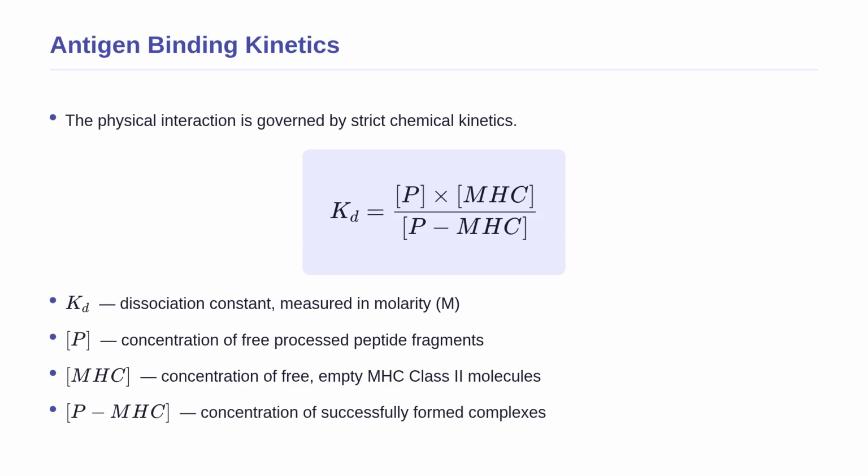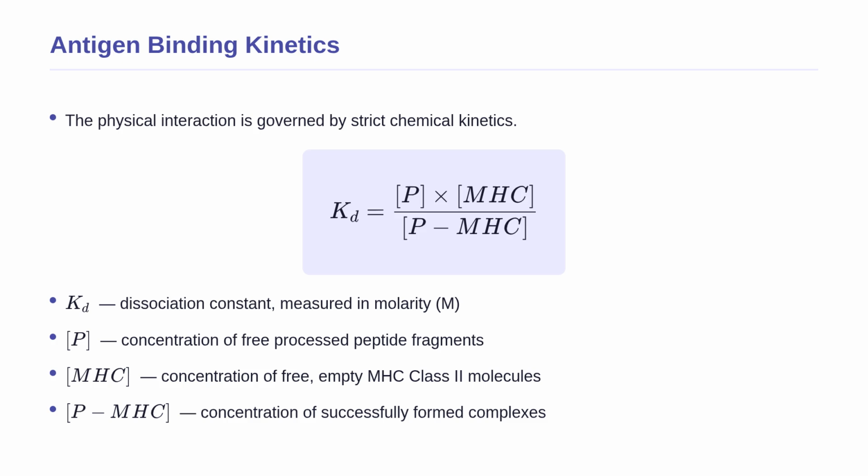Now that we understand the biology, let us look at the underlying chemistry. The physical interaction between the peptide fragment and the MHC class II molecule is governed by strict chemical kinetics. We quantify this using the dissociation constant formula. Conceptually, this formula tells us how effectively a pathogen will be displayed.